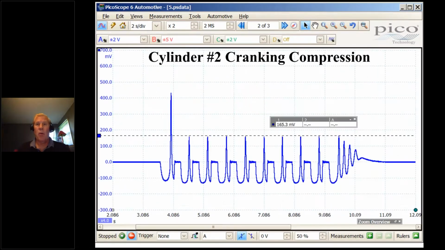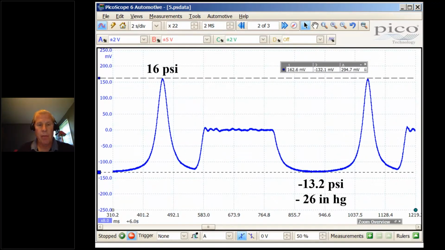So I go in cylinder #2 and I perform a cranking compression test. And it's absolutely horrible. And the tech now thinks that I'm helping. Wow, this is a worst case scenario. You know, they're going to have to pull the engine. It's just horrible. So I'm going to open this up a little bit, zoom in on one of the events, and so there's my 0. So my peak compression is a whopping 16 PSI. So this is why the engine runs poorly. 16 PSI, of course, is horrible.